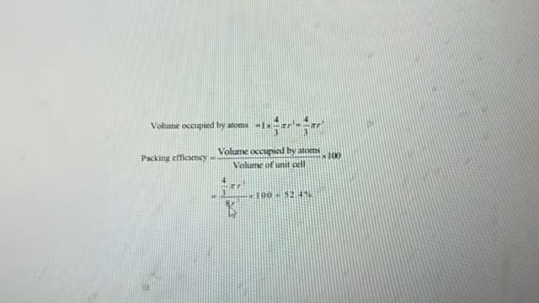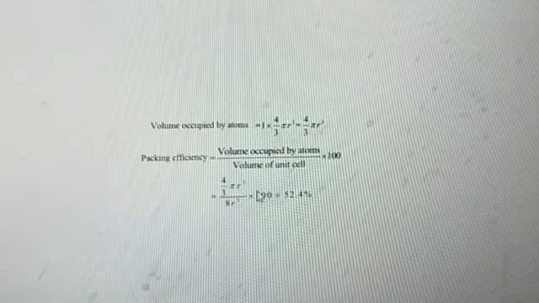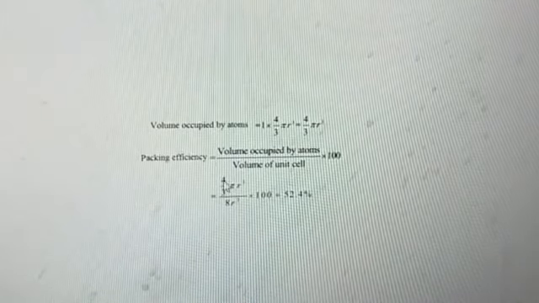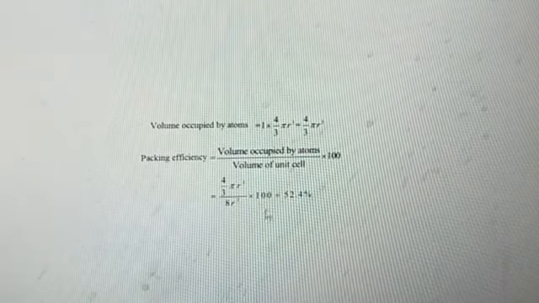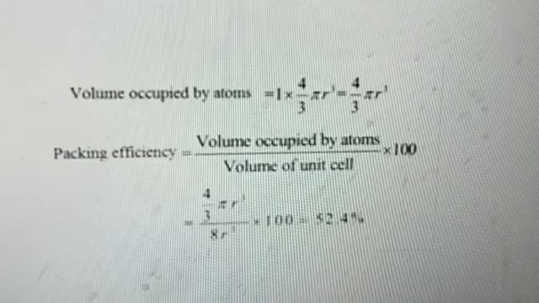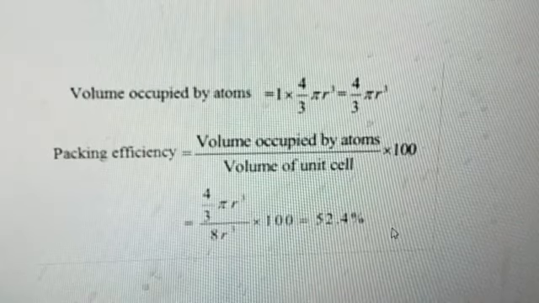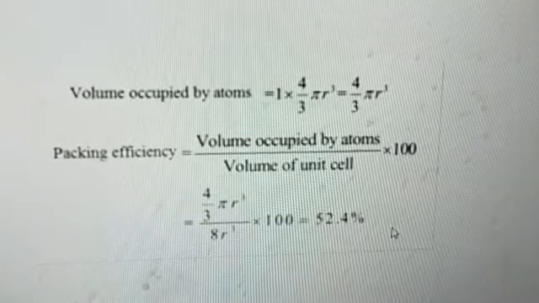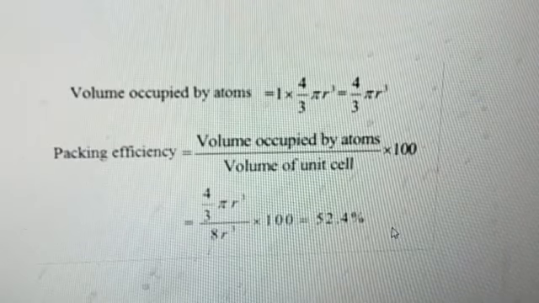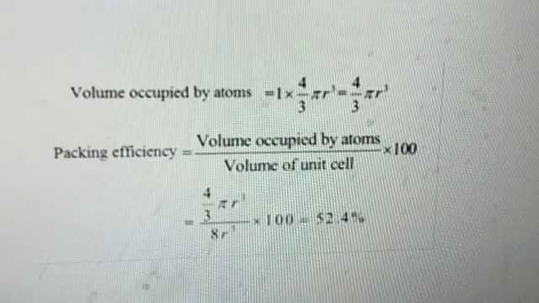into 100. R cube will get cancelled. 4/3 into pi means 22/7 by 8. If we calculate it, how much will we get? We'll get 52.4%. So 52.4% is the packing efficiency of the simple cubic lattice. That means in a simple cubic lattice only 52.4% of the space is occupied by the constituent particles.